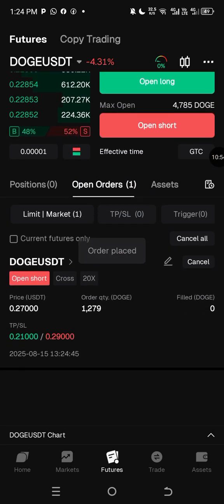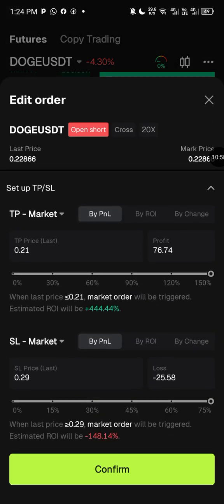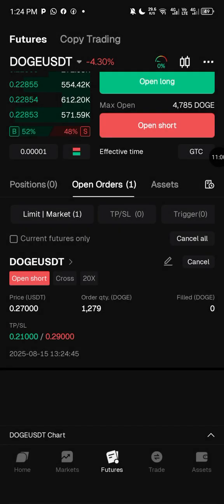Order has been placed. You can see it here. Just tap on it, you see it live and direct. Now, that's how to trade futures on BitUnix exchange.